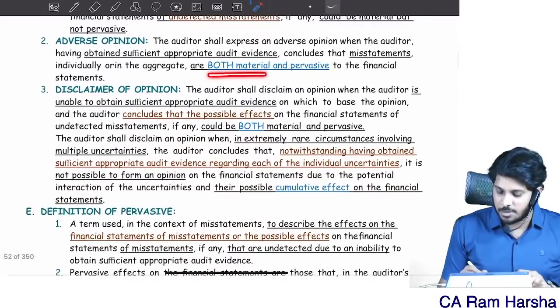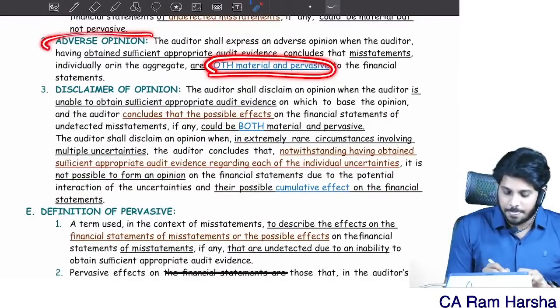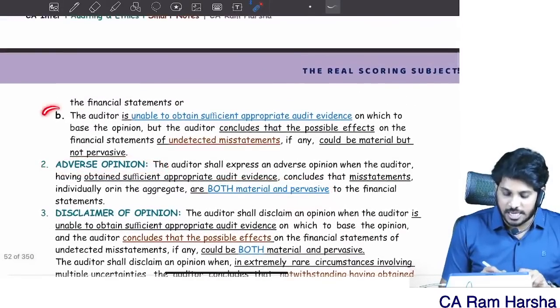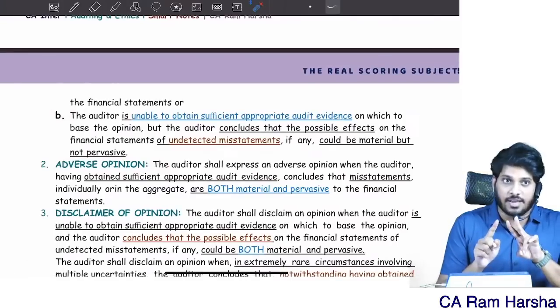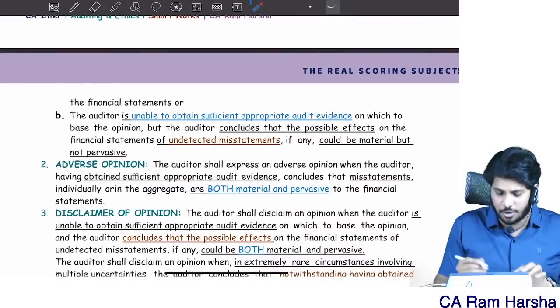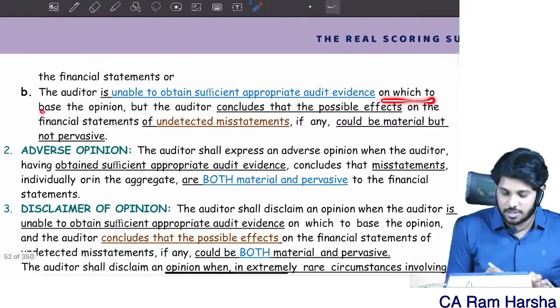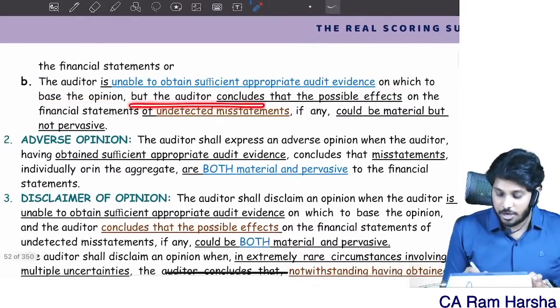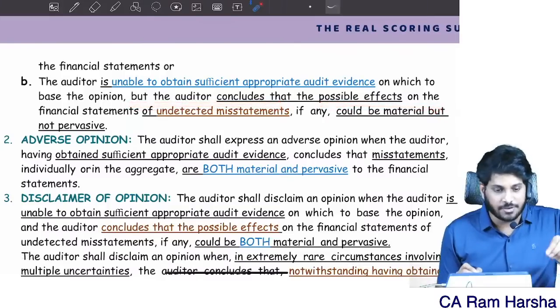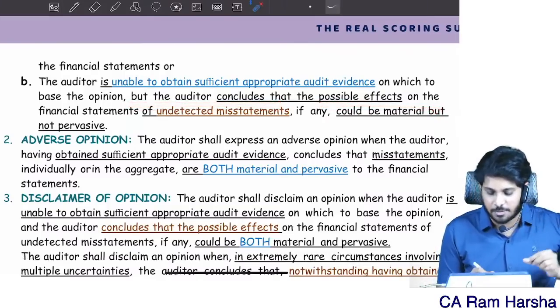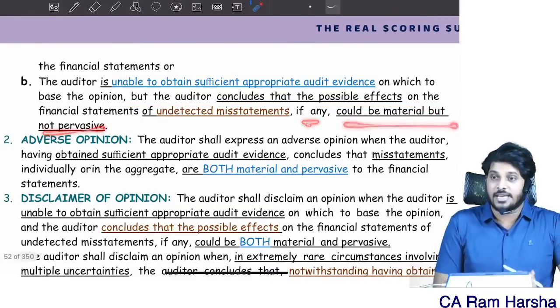Suppose the misstatements are both material and pervasive, then adverse opinion. Now you see the second part of the qualified opinion. In another circumstance I will give a qualified opinion: the auditor is unable to obtain sufficient appropriate evidence on which to base the opinion, but the auditor concludes that the possible effect of undetected misstatements, if any, could be material but not pervasive.